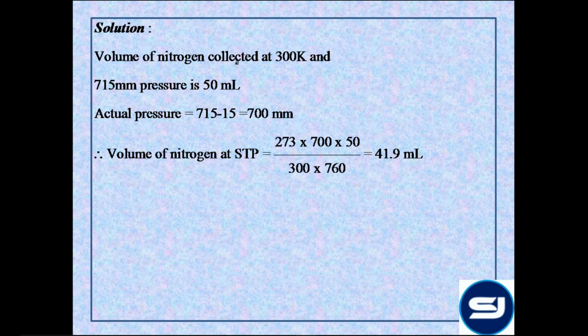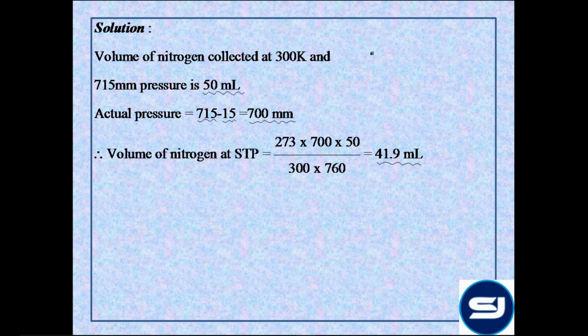Volume of nitrogen collected at 300 Kelvin and 715 mm pressure is 50 ml. So this is not the standard volume which is required. So actual pressure now is 715 of the moist nitrogen gas minus 15 the aqueous tension. So that will be equal to 700 mm. Now using the relation of P1 V1 upon T1 equal to P2 V2 upon T2, the volume of nitrogen at STP will be equal to the standard temperature 273 upon the standard pressure 760 into 700 into 50 upon 300, and on calculation we get 41.9 ml.